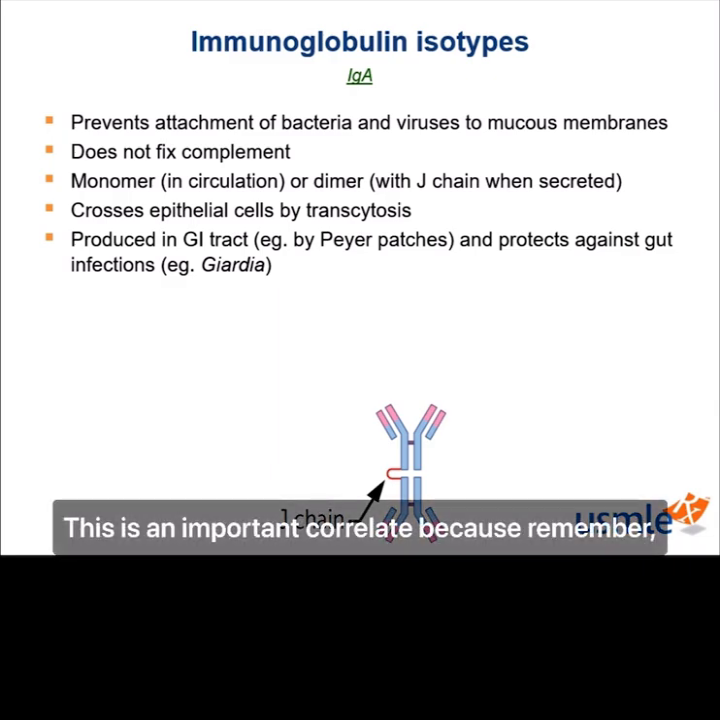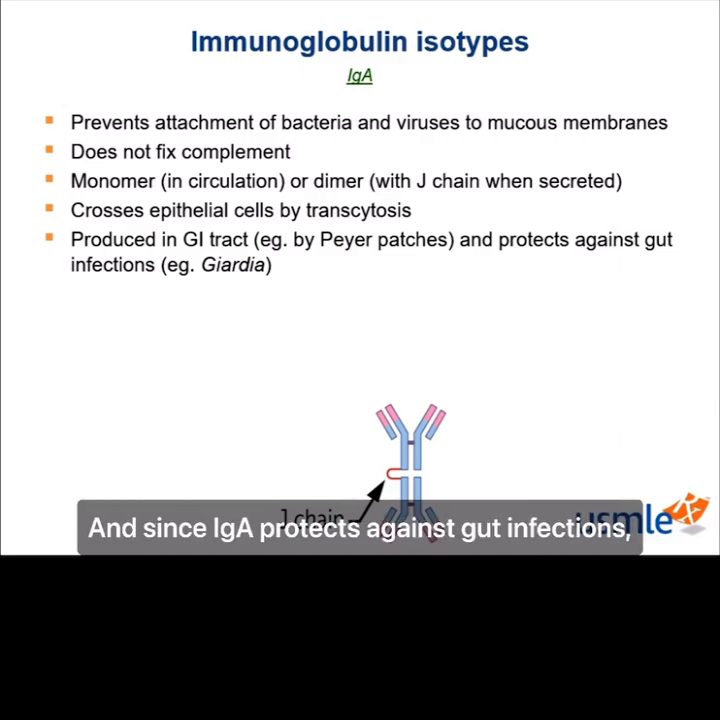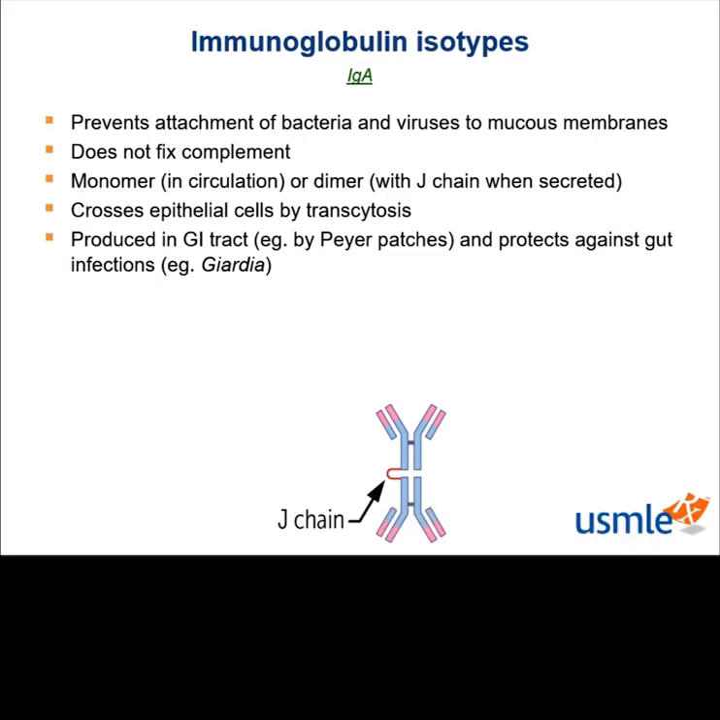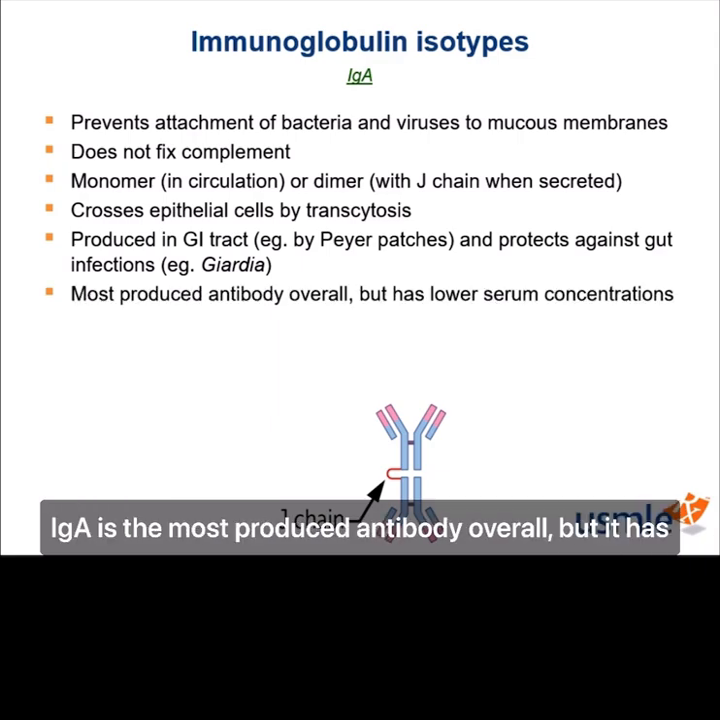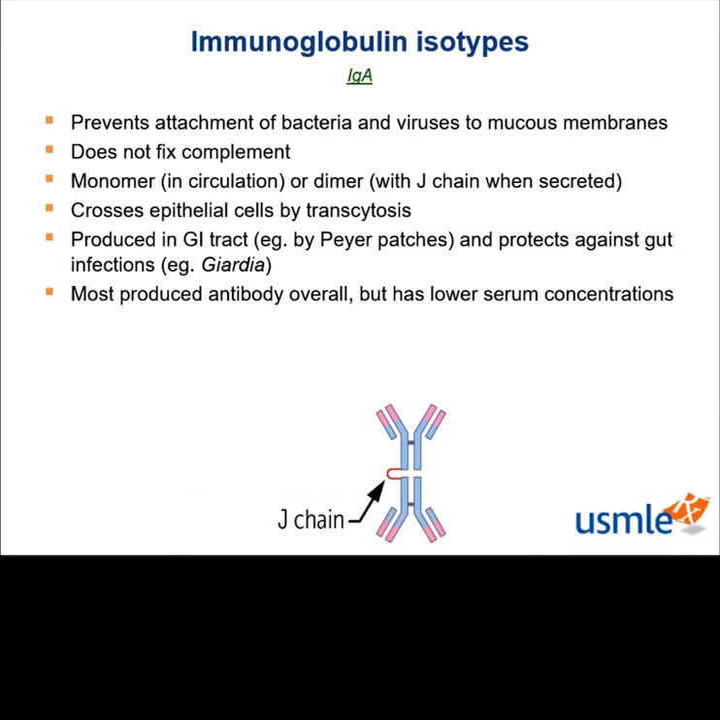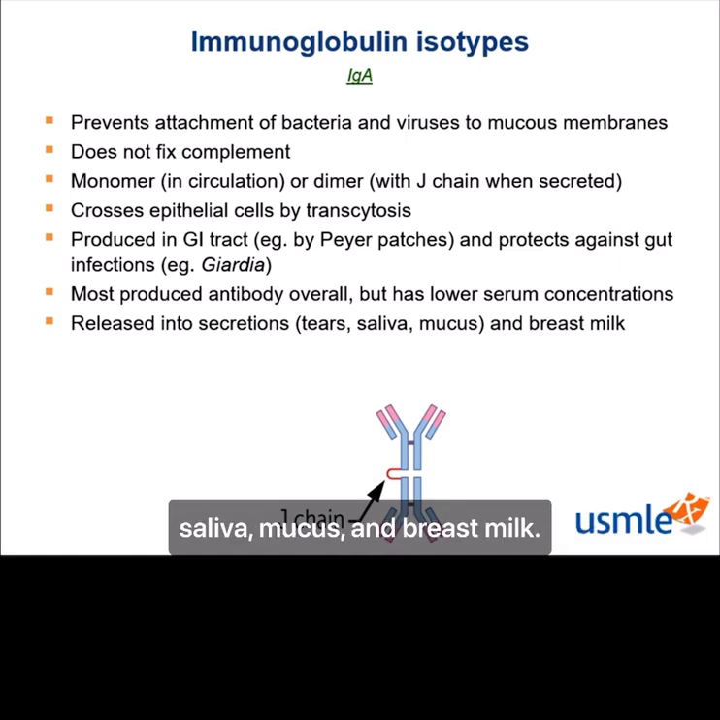This is an important correlate because remember, selective IgA deficiency is the most common primary immunodeficiency. And since IgA protects against gut infections, these patients have an increased susceptibility to Giardia. Well, what else should we know? IgA is the most produced antibody overall, but it has lower serum concentration. It is released into secretions like our tears, saliva, mucus, and breast milk.